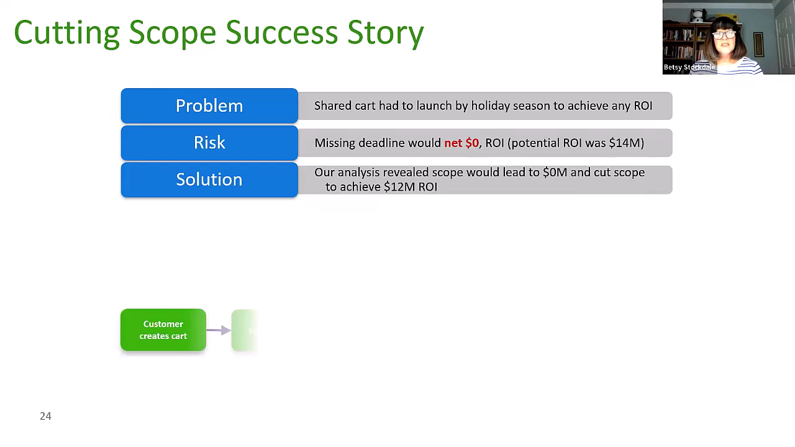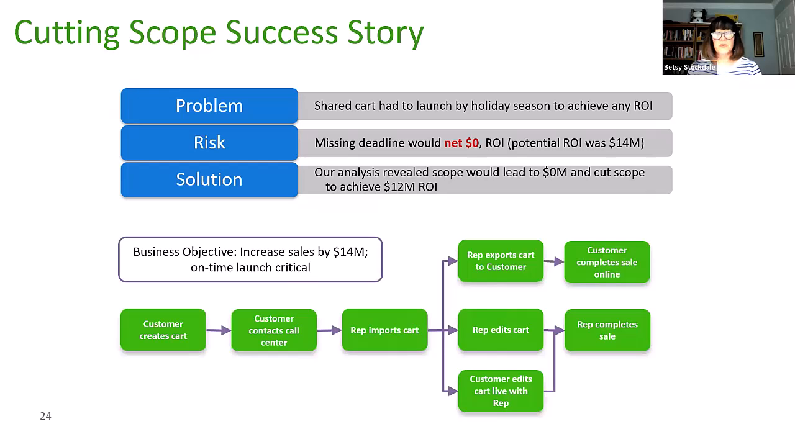All right. So what we wanted to do is make sure that we were focusing on the things that mattered the most to get us the higher return. So we prioritized our features, and we showed that if we allowed the sales rep to simply go through, edit the cart and complete the sale, we'd probably get about $12 million in return.